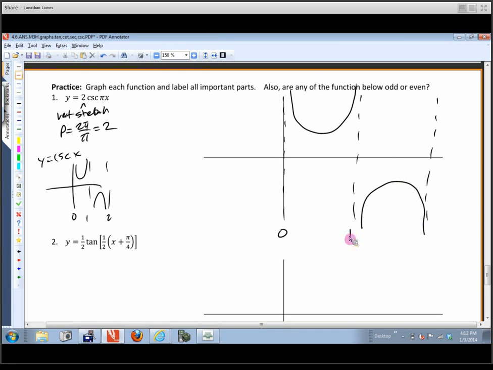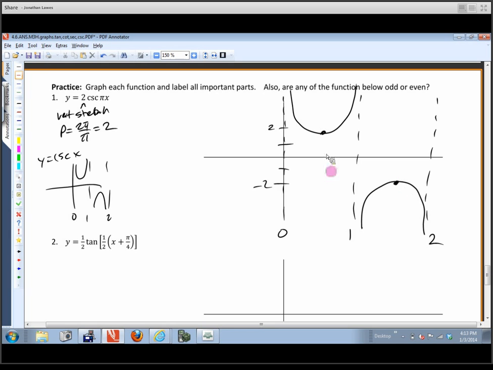This would be 0, this would be 1, and this would be 2. Again, 2 is the period to complete one full cycle. That asymptote is right in the middle between 0 and 2. Then I need to find out where these points are. And I'd be satisfied if you can label those points right there and label the asymptotes. So notice that we've got a vertical stretch. So this would be up here at 2 units. This would be down here at negative 2 units. So I need to label each one of those points there.